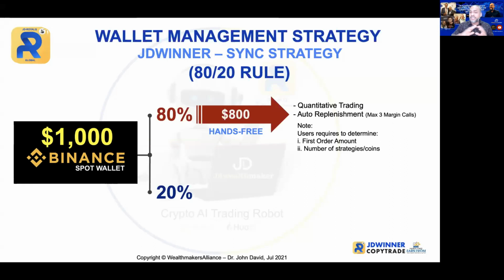So what you need to do is simple. You only have to determine the first order amount and the number of strategies or the number of coins. That's all. Now, you will be asking, right? So what is going to happen to the remaining 20%?